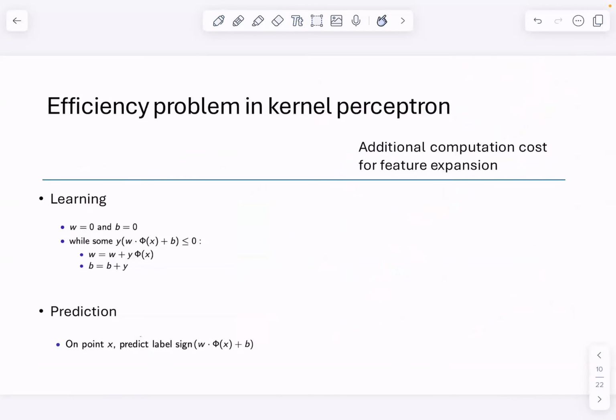But there's one problem of kernel perceptron. It is very inefficient, right? At least in the original form. Remember the key difference between the kernel perceptron and the original perceptron is we replace the original feature set x with the new feature set phi x, right? And we do this for all features. So the major problem is how much computation we need to spend to compute this phi x, right?